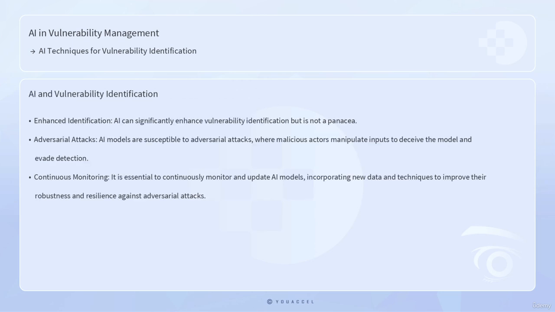Furthermore, while AI can significantly enhance vulnerability identification, it is not a panacea. AI models are susceptible to adversarial attacks, where malicious actors manipulate inputs to deceive the model and evade detection. For instance, an attacker could introduce subtle changes to the code that are designed to bypass an AI-based static analysis tool. To mitigate this risk, it is essential to continuously monitor and update AI models, incorporating new data and techniques to improve their robustness and resilience against adversarial attacks.